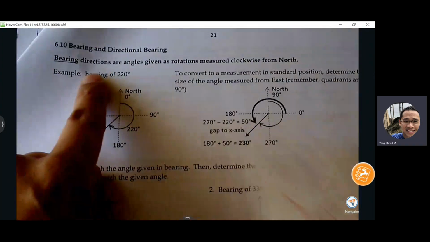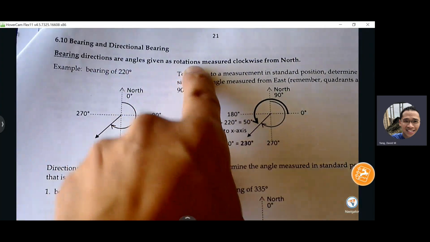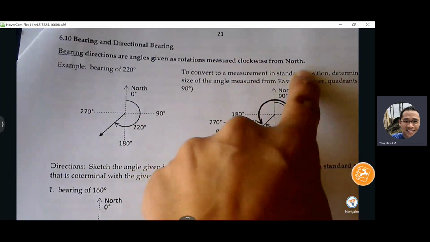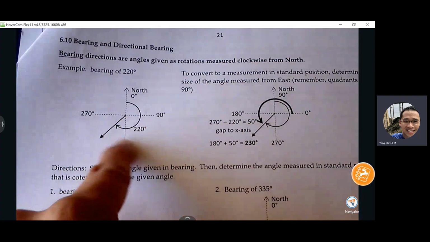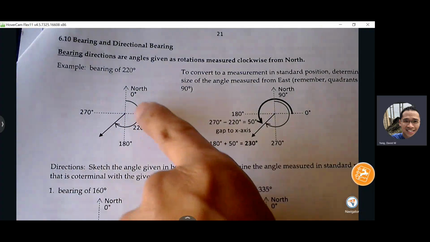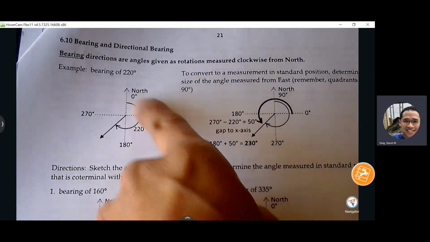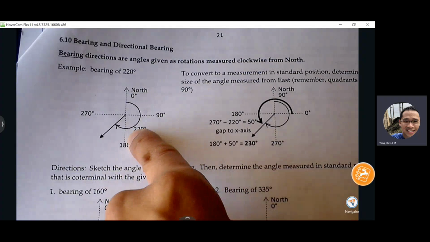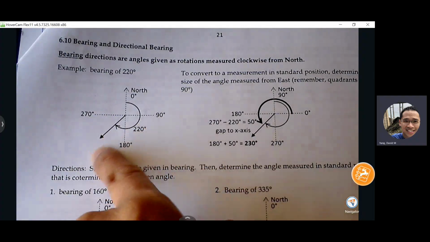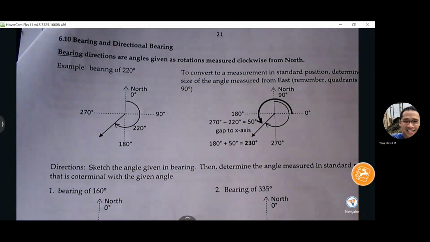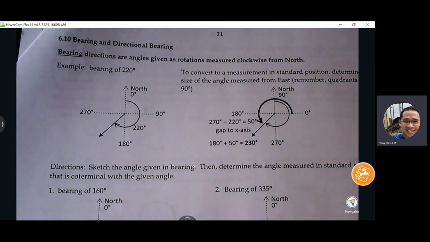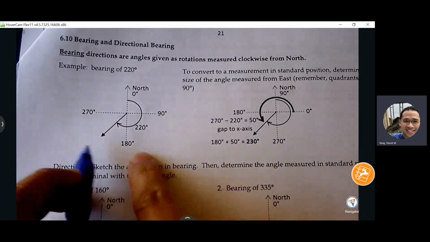Okay, so bearing directions are angles given as rotations measured clockwise from north. So you're starting north and you're moving clockwise. Okay, so starting at 0, we go 90 plus 90 plus 30, and that gives us 210. So for instance, this example, 220, okay.